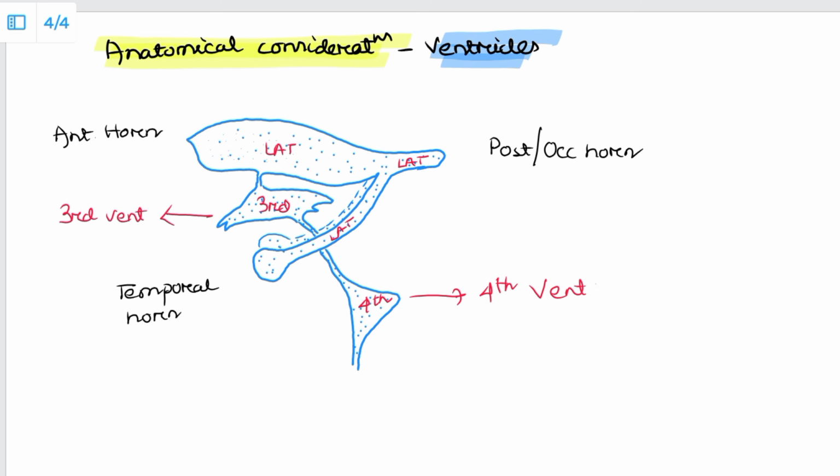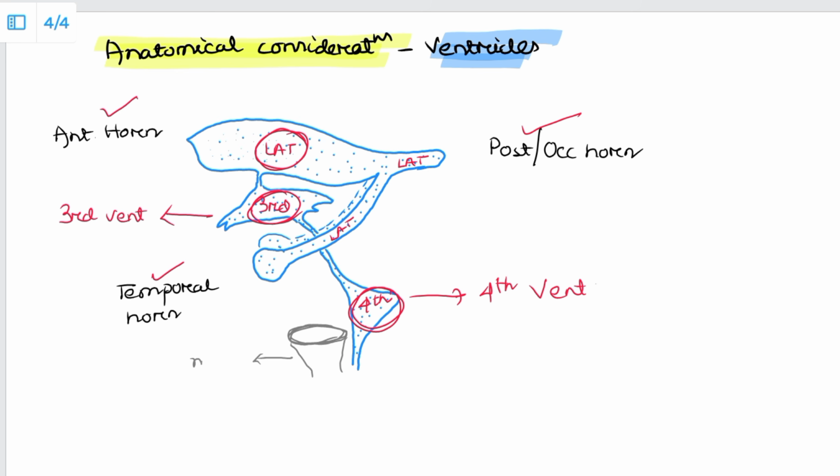Now we'll also consider certain things about the anatomy of the ventricles. We all know this is the lateral ventricle and it has an anterior, posterior, and a temporal horn. This is the third and the fourth ventricle. Remember, this is the structure of the ventricles when we are looking at a person standing in anatomical position from the left side. We have to remember certain structures in relation to the ventricles.